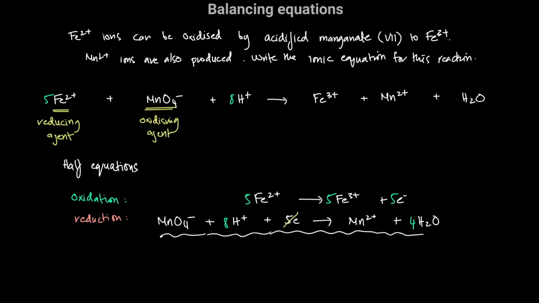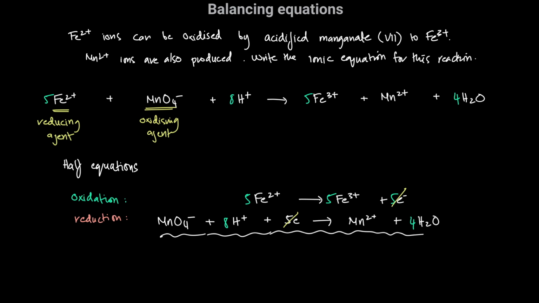The electrons on the left and the right hand side cancel each other out. So we have 5 Fe2+ + MnO4- + 8H+ gives us Mn2+ + 5 Fe3+ + 4H2O. So we have 5 Fe3+, 1 Mn2+, and 4 H2O. Here we have the balanced equation for this reaction.